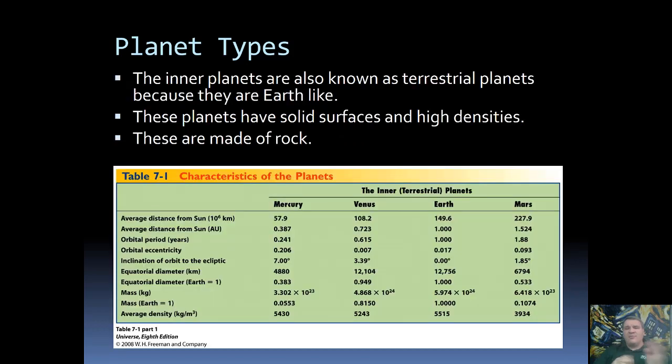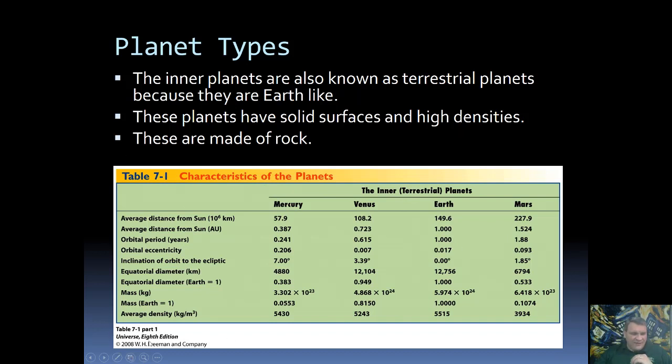Okay, so the 4 inner planets are also known as the terrestrial planets. Terrestrial means Earth-like. So these planets are Earth-like. Now that does not mean that we could go and live there without any problem. The Earth is the only planet we can live on without any problem. But what we mean by it is that these planets have similar compositions to the Earth. All of them have solid surfaces and relatively high densities.